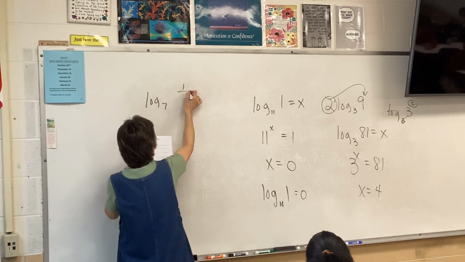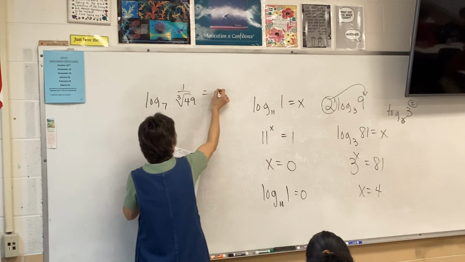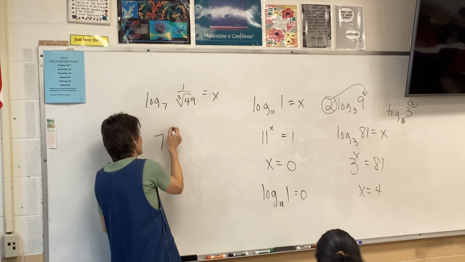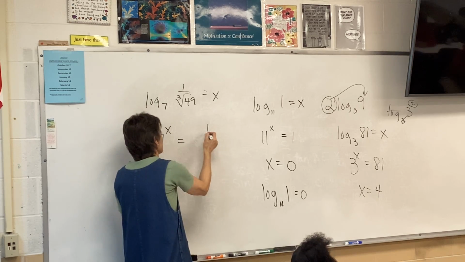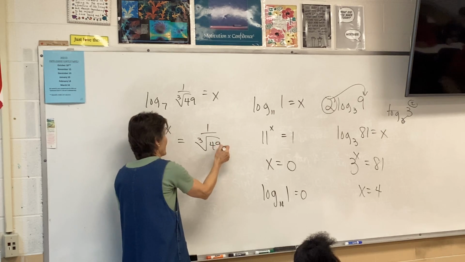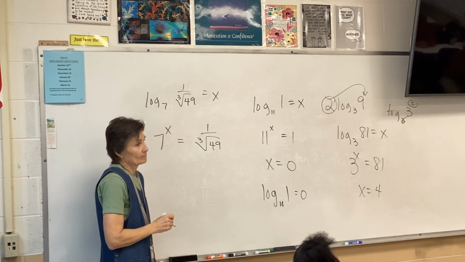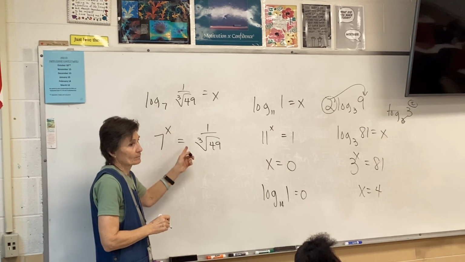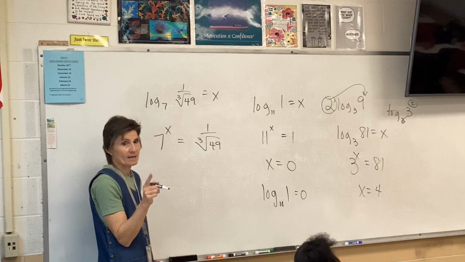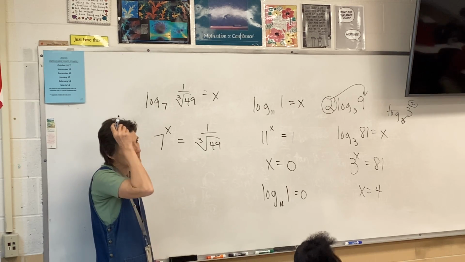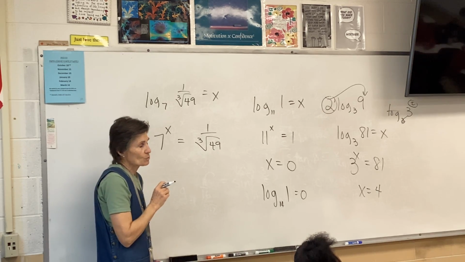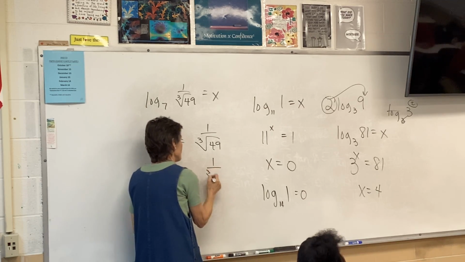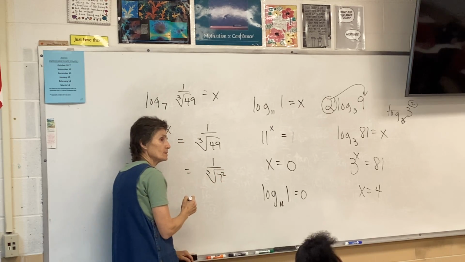All right. Log base 7 of 1 over the cube root of 49 equals x. 7 to some power is 1 over the cube root of 49. Does that make sense to you? Now 49 is not some random number. 49 is 7 squared. So this is 1 over the cube root of 7 squared.